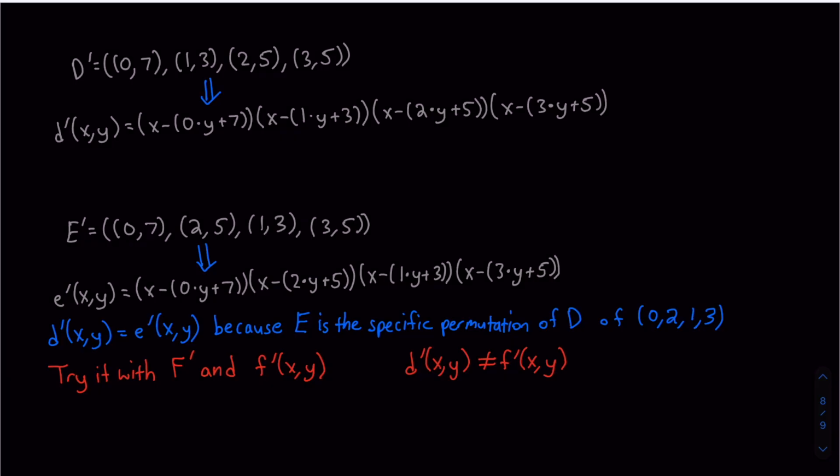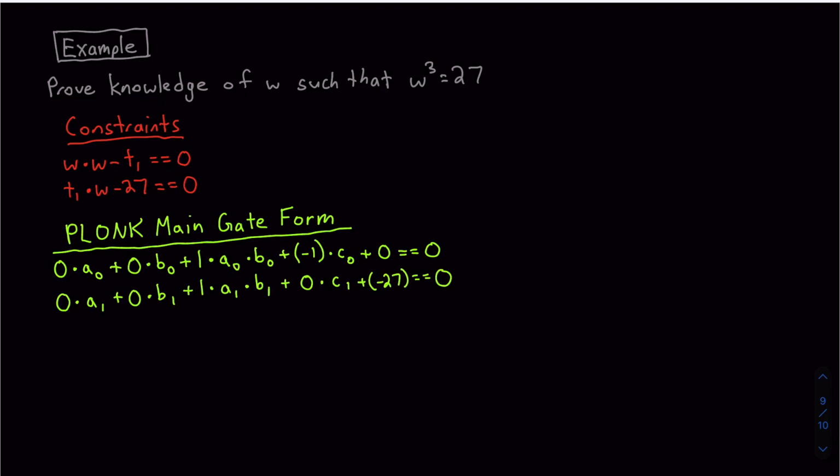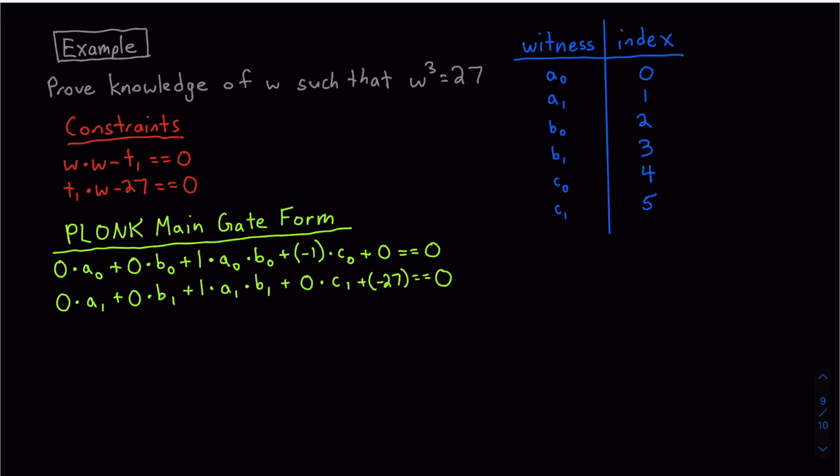That's great, we found a way to use polynomials to algebraically check if one multiset is a specific permutation of another. But you might be wondering, how does this connect back to our original problem, ensuring consistency of witness values in PLONK? Let's go back to our super simple example with the computation w cubed equals 27. Recall our constraints. And after putting these into PLONK main gate form, we have this. Now we're going to assign each witness a unique index starting from 0. We'll go in order, all the A's first, then the B's, then the C's. So A0 is assigned index 0, A1 1, B0 2, B1 3, C0 4, and C1 5.